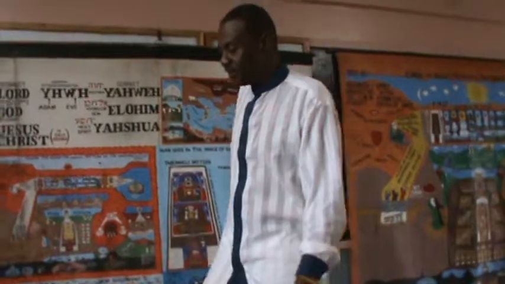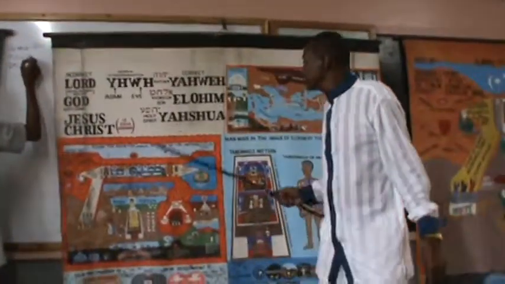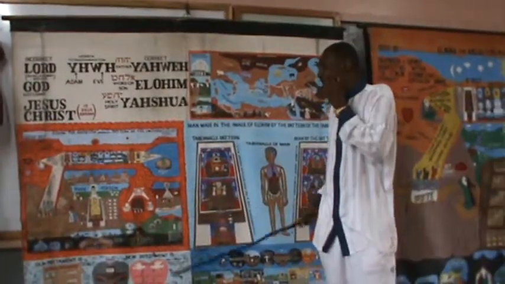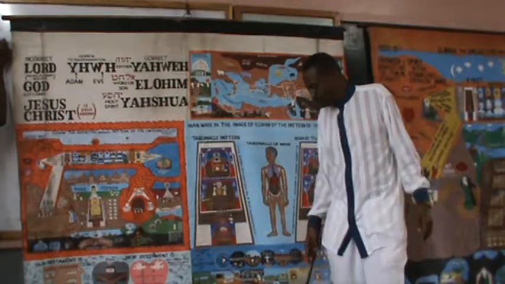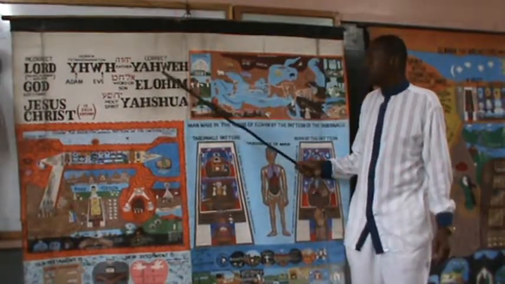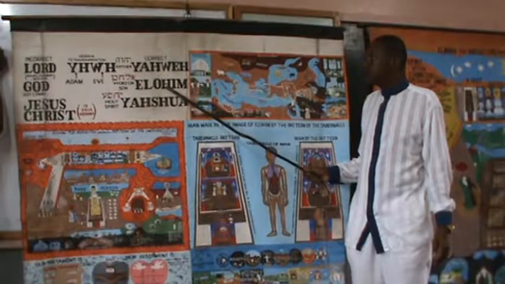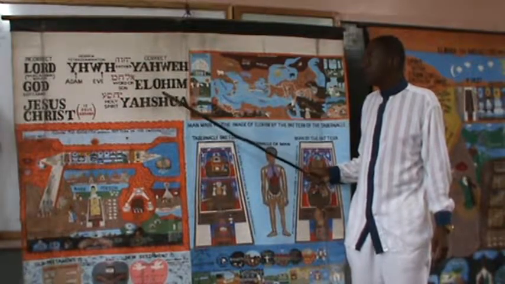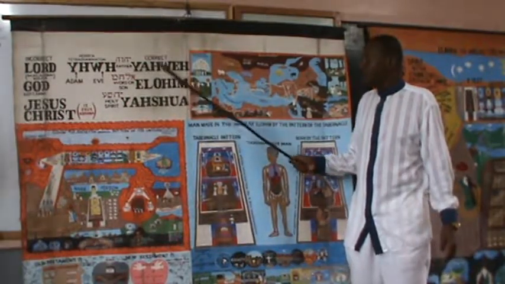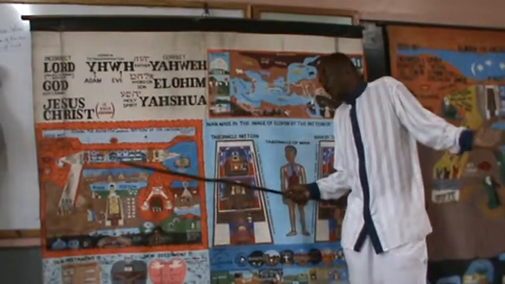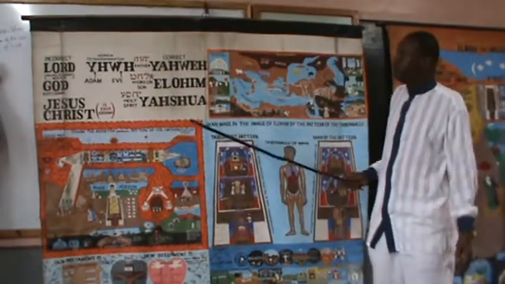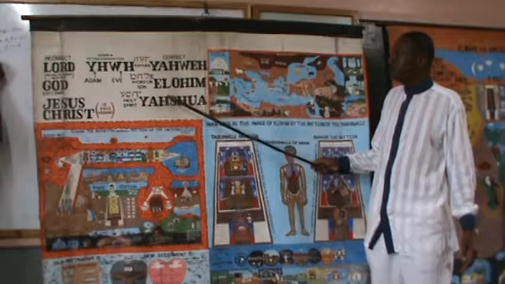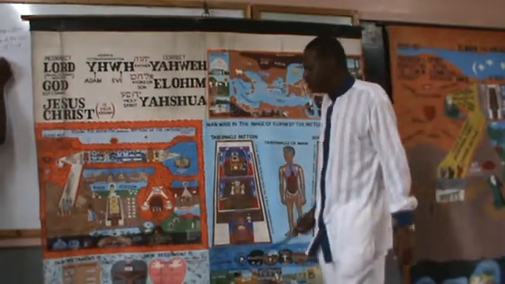Exodus 3:13. Moses said unto Elohim, behold, when I come unto the children of Israel, and shall say unto them, the Elohim of your fathers has sent me unto you, and they shall say to me, what is his name? What shall I say unto them? And Elohim said unto Moses, I am that I am. I will be what I will be. Verse 15, and Elohim said moreover unto Moses, thus shalt thou say unto the children of Israel, Yahweh.